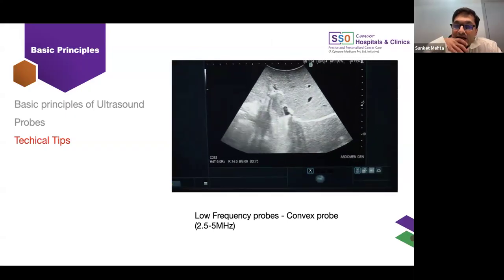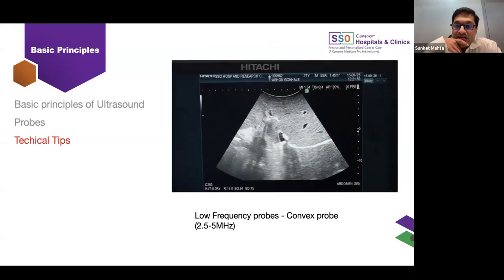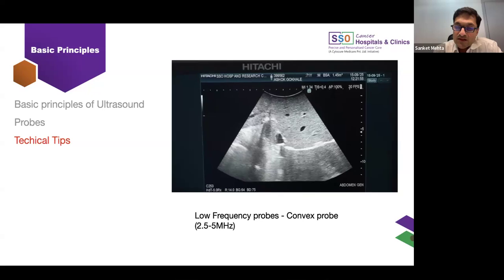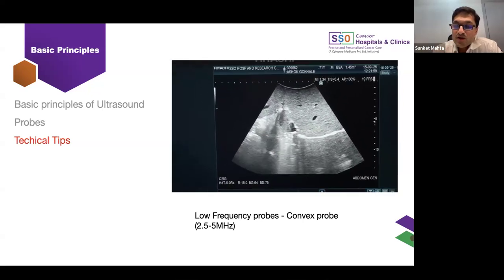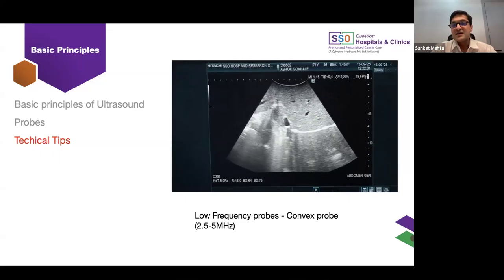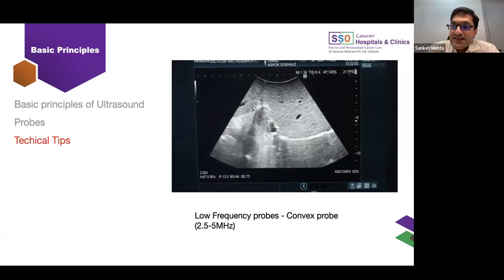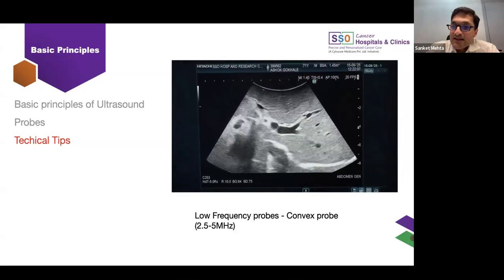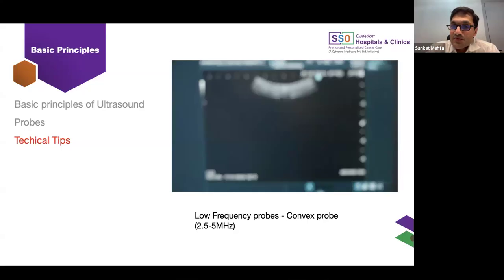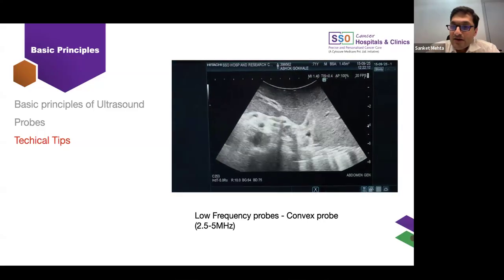So this is how we start. This is the low frequency probe or the convex probe that is being used. You can see the right hand side of the screen is the depth, and the depth, the gain, everything has to be adjusted so that we can adequately visualize.